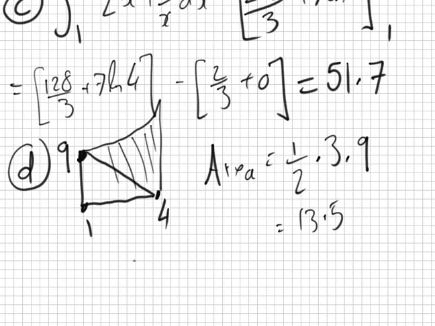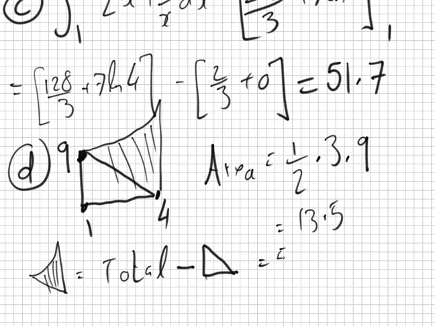Now, we would like next to find this piece here. But if you think about it, that upper piece there, it's the whole thing, yeah, minus the triangle. So that is 51.7 minus 13.5, and you get 38.2. So that's for the upper piece.